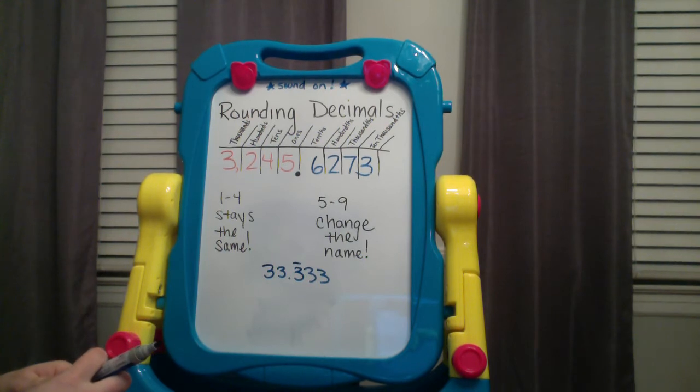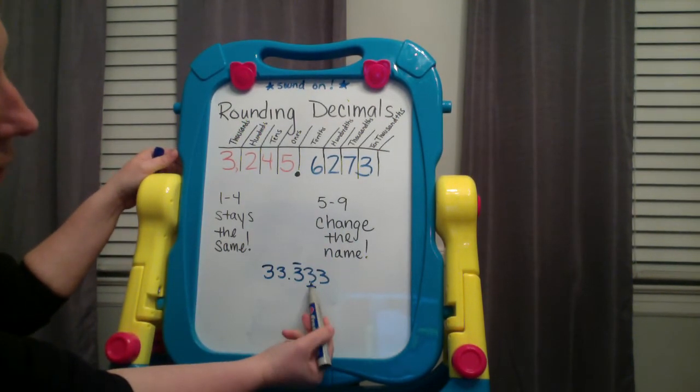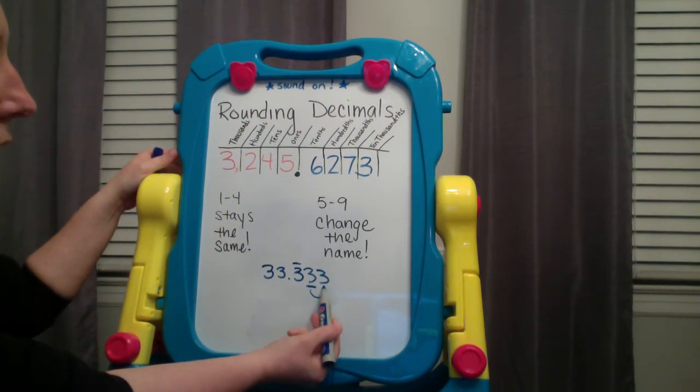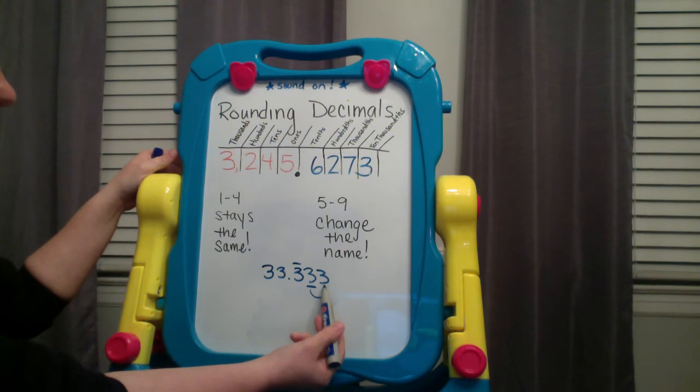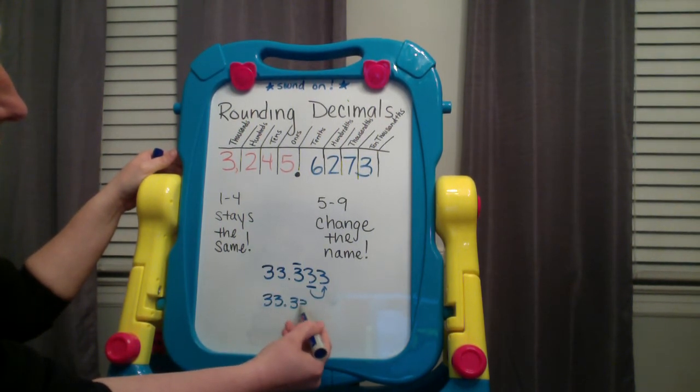Now we know money only goes to the 100th place, which is right here. That means this is what I have to decide what happens to it. And the number right behind it is where I have to decide what it tells me to do. Now this 3 is in the 1 to 4 range again. So it's telling me stay the same. And my answer would be 33.33. And that would be it.